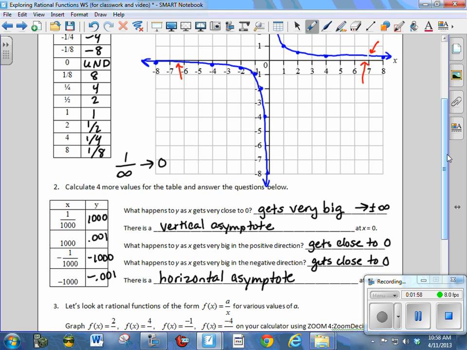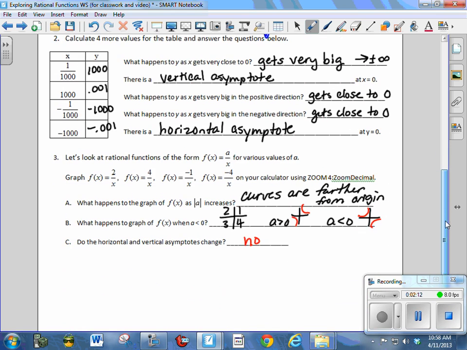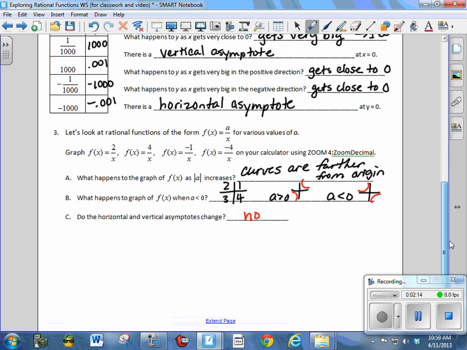Notice that as x gets really large in the positive direction, y remains positive but very close to 0. When x gets really large in the negative direction, y gets very close to 0 but remains negative, and that's our horizontal asymptote. Now numbers 3, 4, and 5 talk about what happens if we take that basic parent function, y equals 1 over x, and we start changing some things.